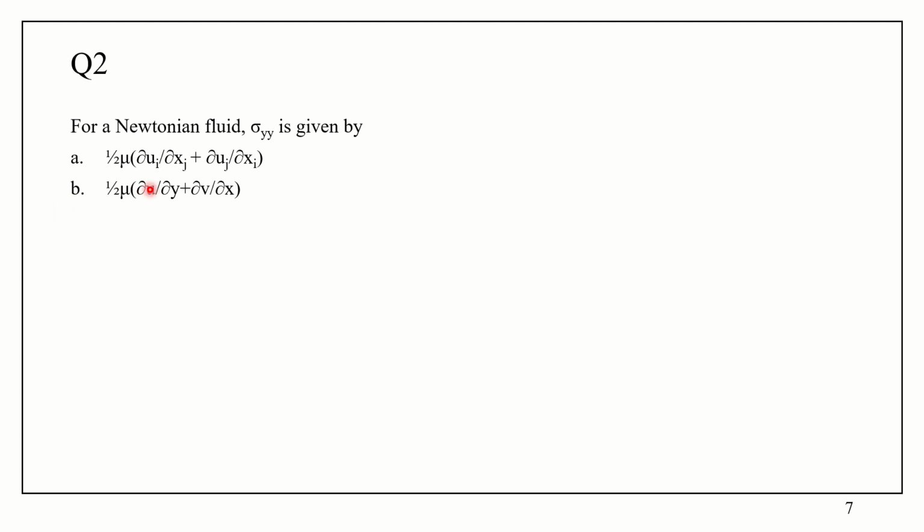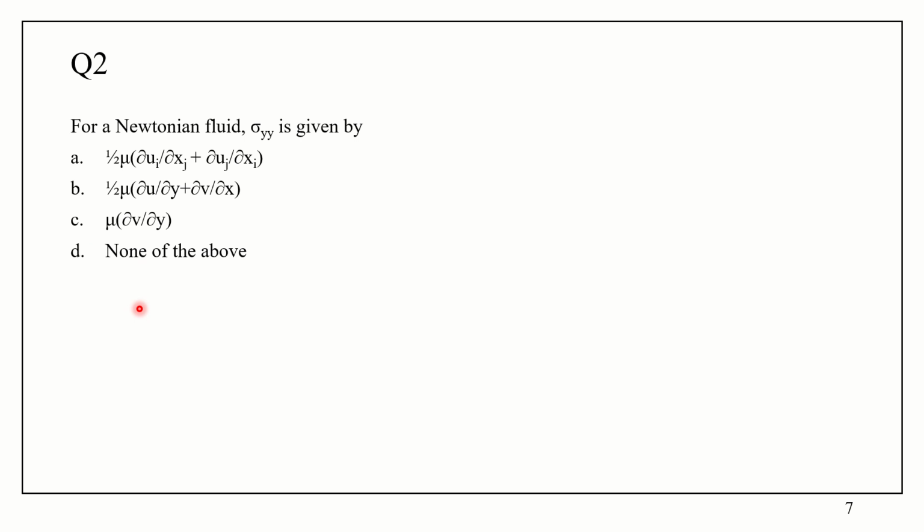Now we are moving to question 2. In question 2, for a Newtonian fluid, sigma yy is given by dash. Option A, half into mu into dou u_i by dou x_j plus dou u_j by dou x_i. Option B, half mu into dou u by dou y plus dou v by dou x. Option C, mu into dou v by dou y. And option D, none of the above.